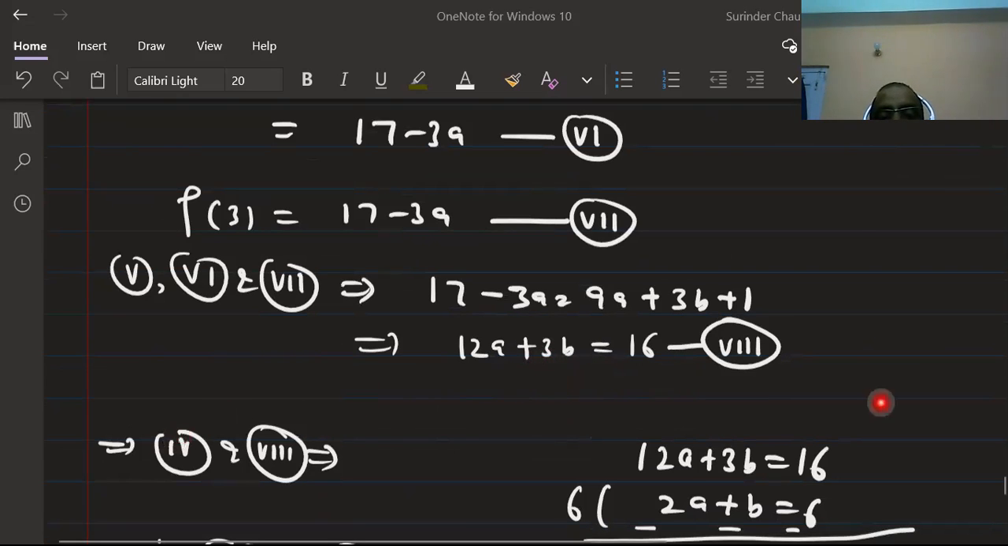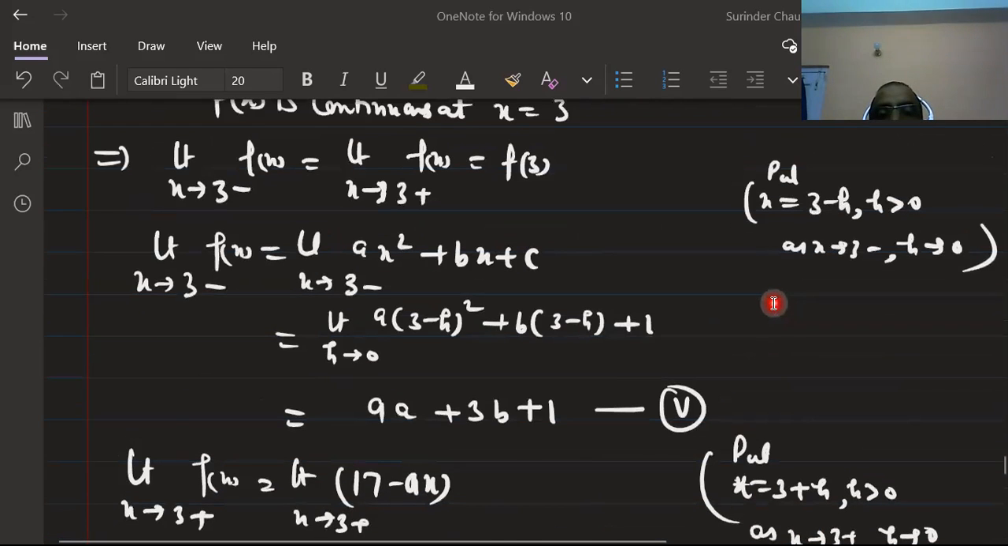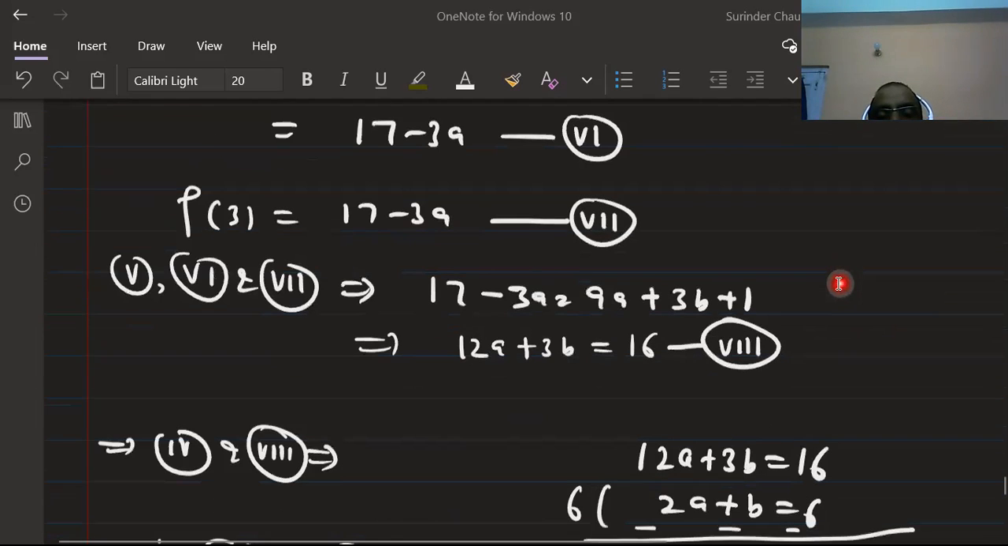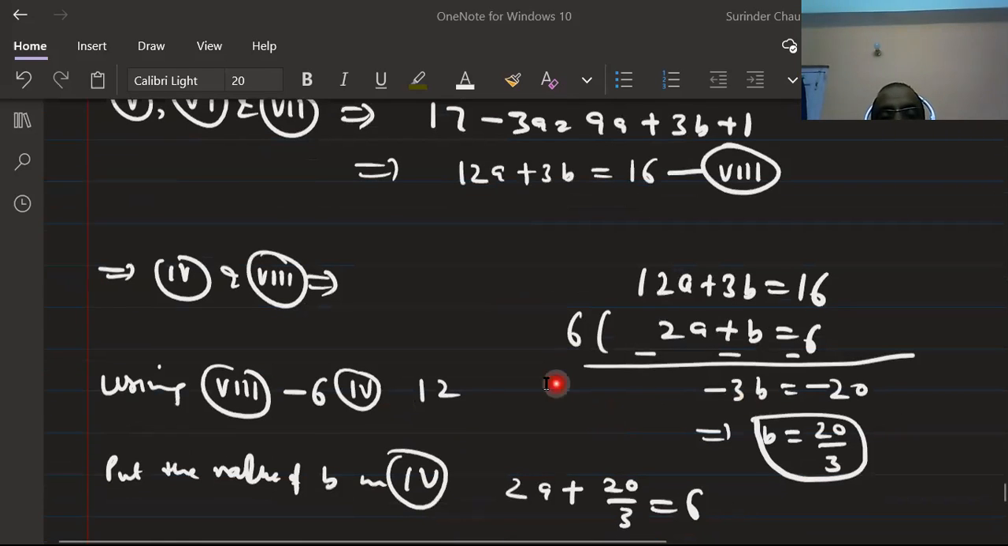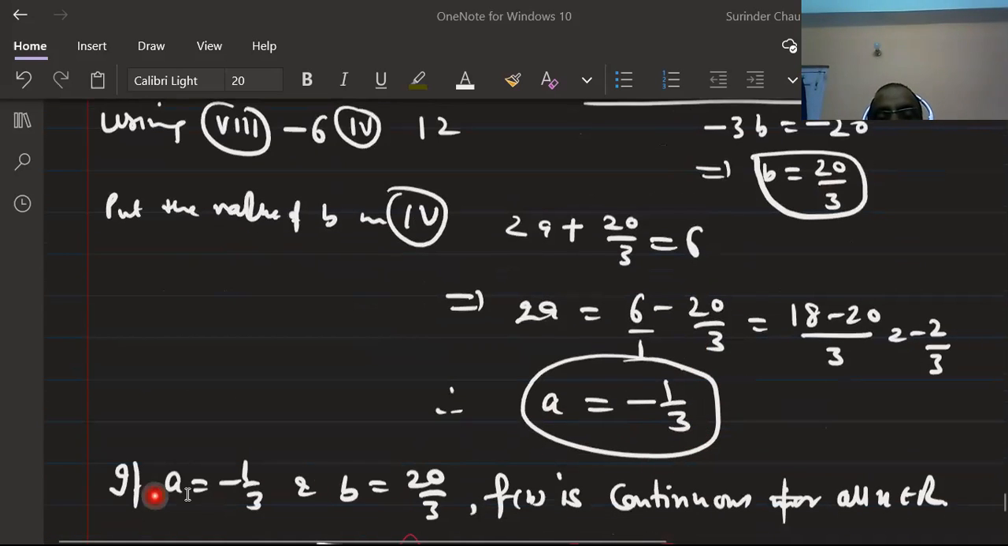From this equation and the previous equation, we can calculate the values of a and b, which come out to be b equal to 20/3 and a equal to -2/3. The function will become continuous at all x.